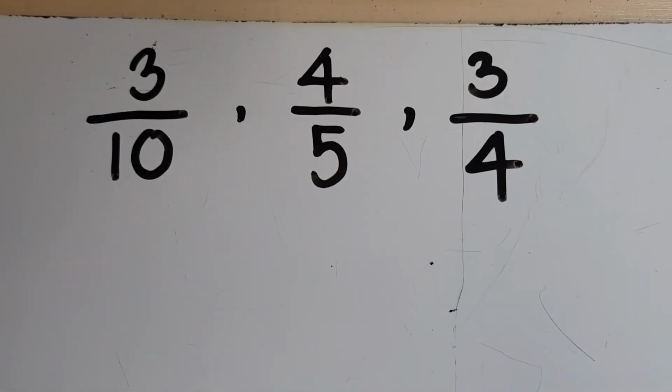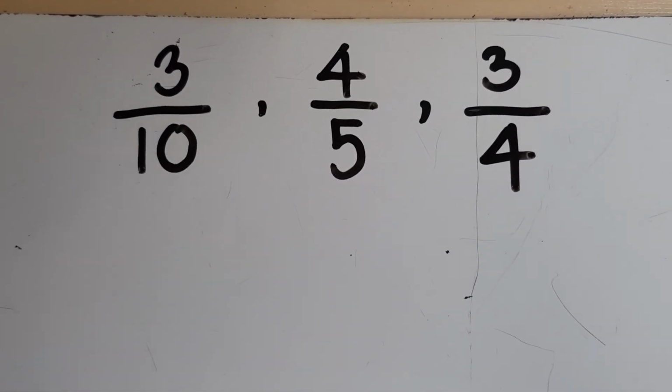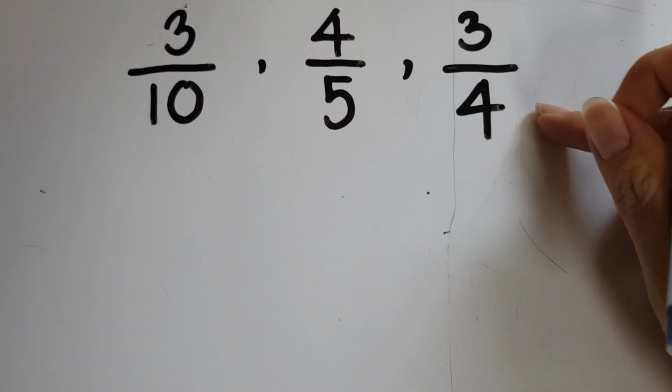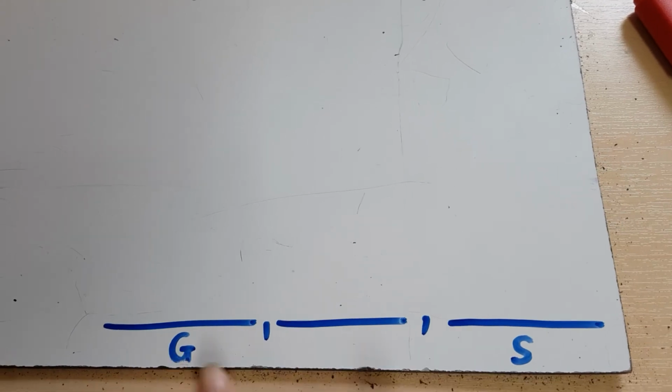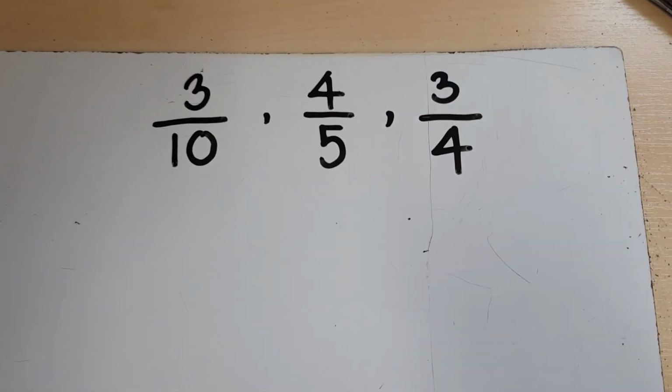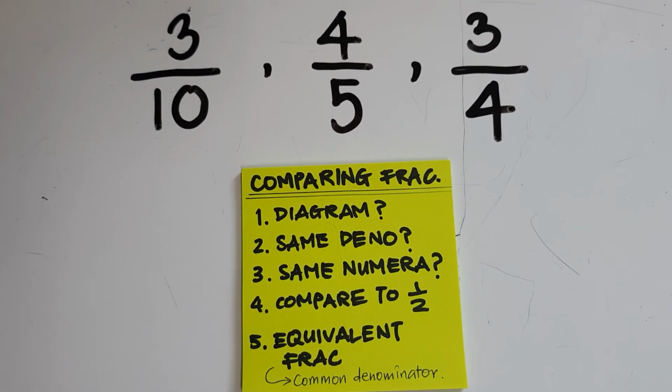Hello guys, and now we're at our third example, and because we're at our third example, I'm going to just speed it up a bit. Now I have three fractions and I want to order them from the greatest to the smallest. I put G and S just so I can remember. Yes, and I'm going to look at our list again.